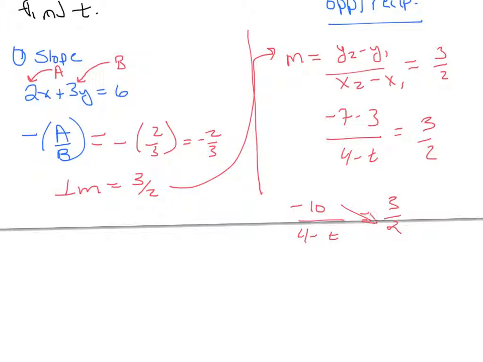I'm going to cross multiply these. And be careful: this expression down here, when we cross multiply, the 3 needs to multiply everything on the inside. We don't know what number this is, but everything in here is being multiplied together. So 12 minus 3t is equal to negative 20.